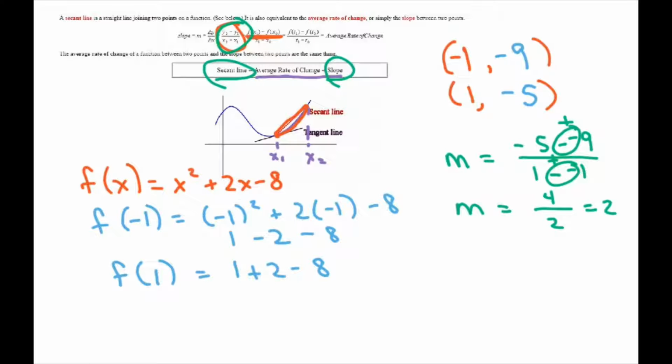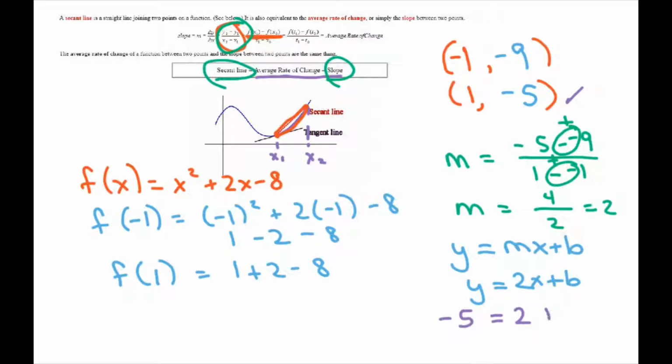Now to write our equation of the secant line, you're just going to write y equals mx plus b, and then plug in everything. So we got 2x plus b. Now let's use one of these points. Let's try this one. So y is -5 equals 2 times 1 plus b. So b is -7. I subtracted 2 from both sides. So our equation is y equals 2x minus 7.